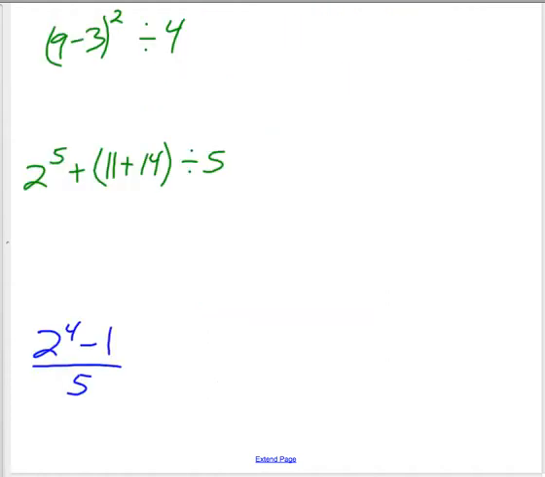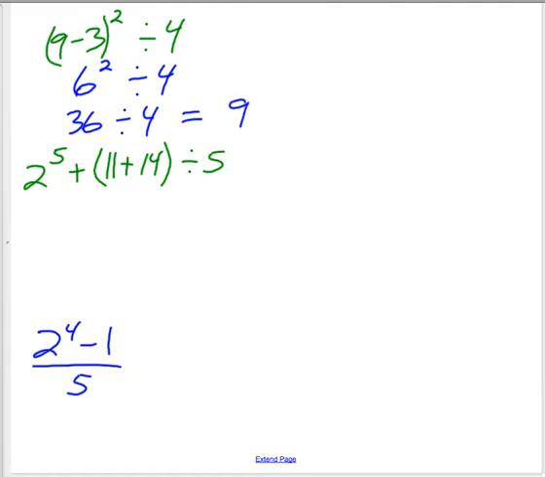Alright, we're going to keep doing some simplifying. We're going to get some more operations in there, and we're going to follow the order of operations. So in this one on the top here, we have parentheses, we have exponents, we have subtraction, and we have division. The order of operations will tell us to do the parentheses first, so we end up with 6. We still have that squared and then divided by 4. We have to do the exponents first, so 36 divided by 4, and then we end up with 9.